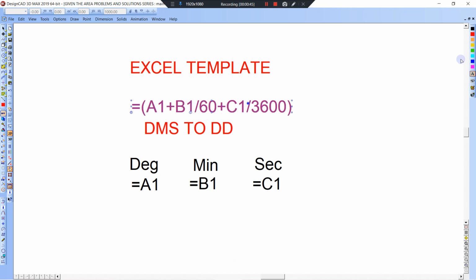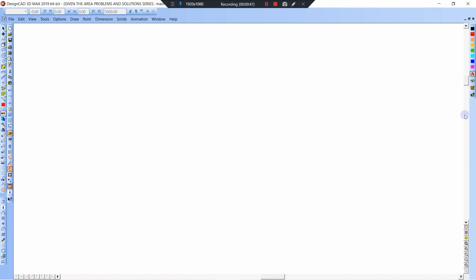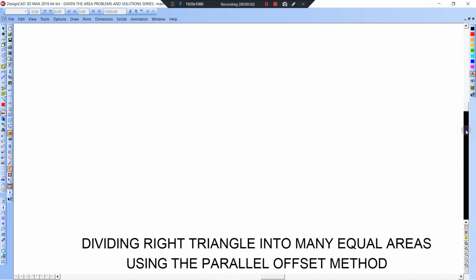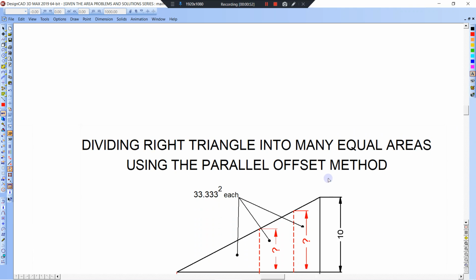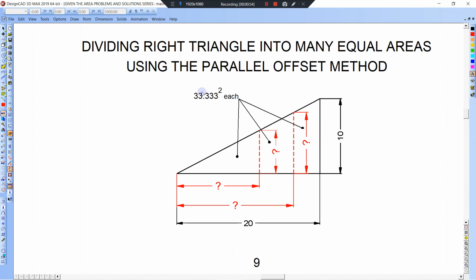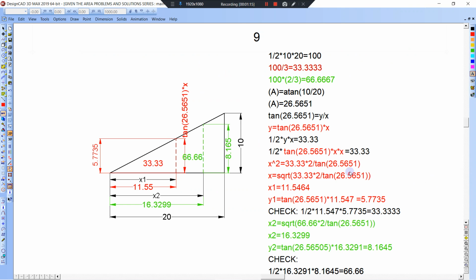Here's our problem. I'm calling it the parallel offset method because I don't know what the name would be, but it's just telling us that it's parallel to this one is how it's getting subdivided. We know that each one's a right triangle. So let's get into the solution. It shows us the steps.